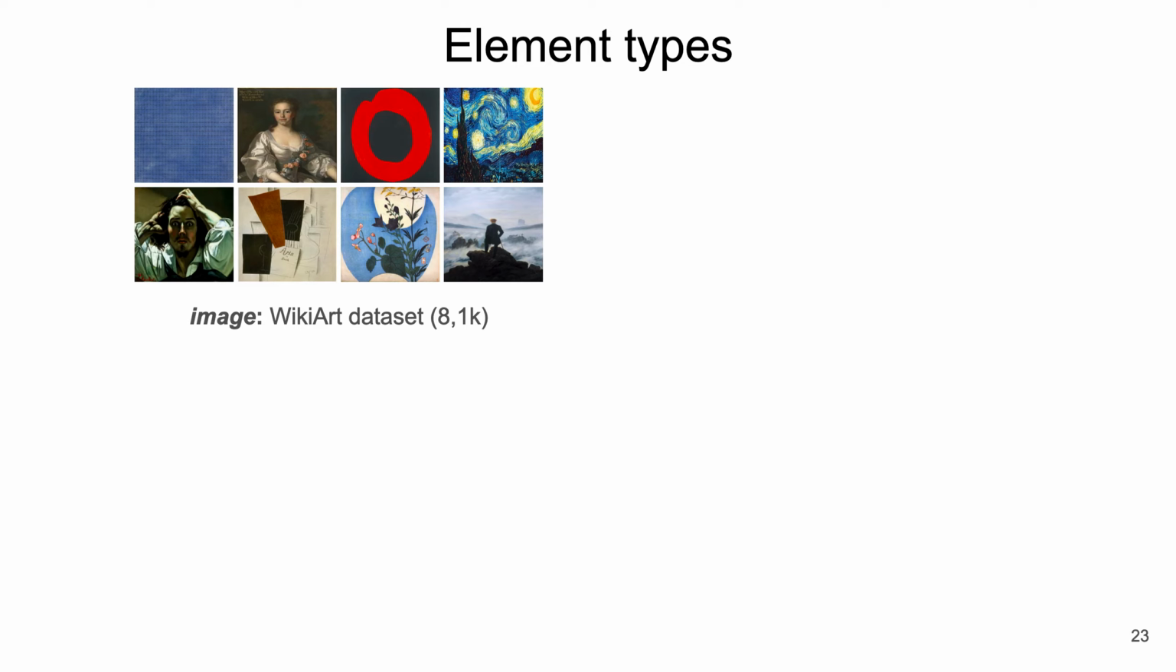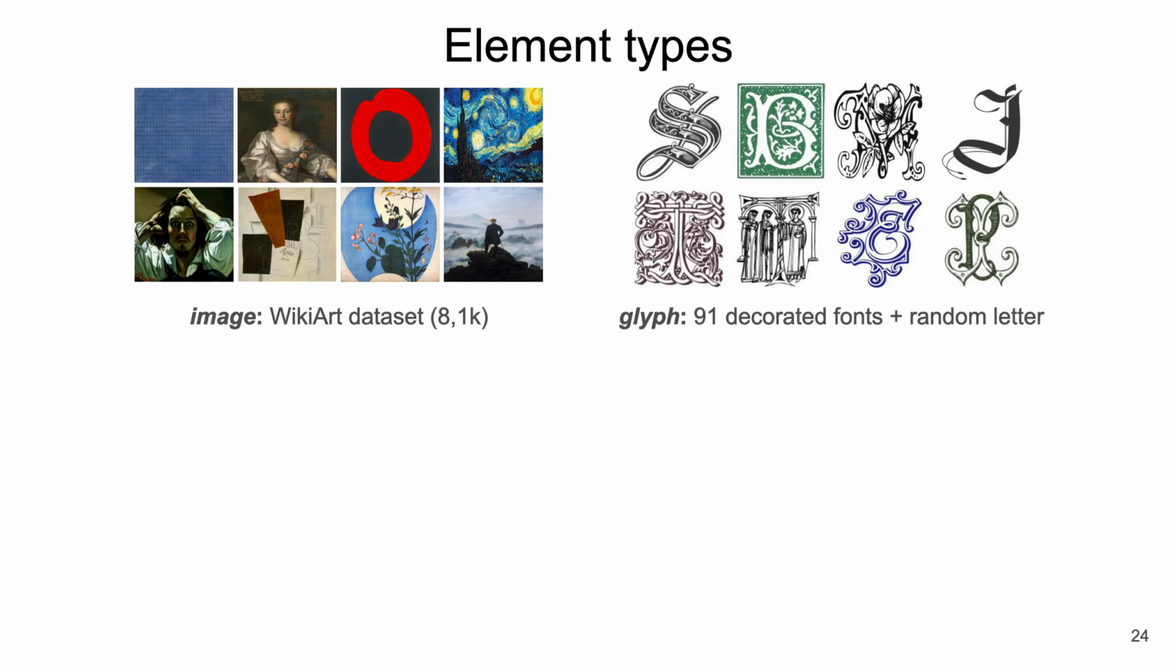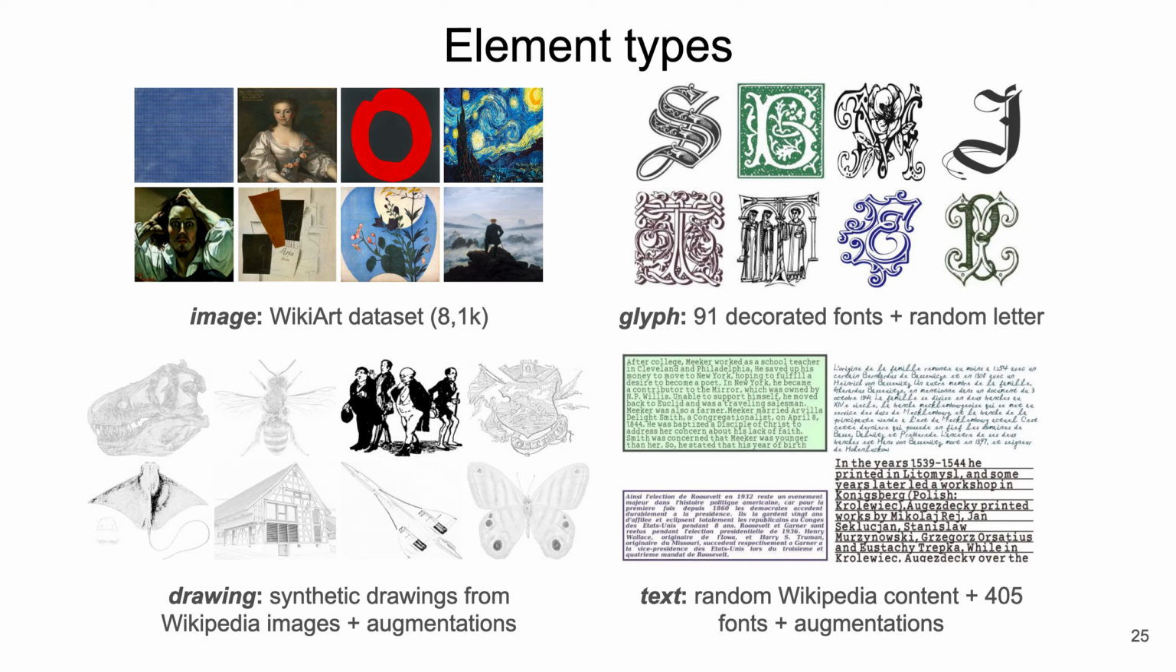The image type relies on the Wikart dataset, 8,000 images of drawings and paintings, which we think to be more challenging than natural image datasets for page segmentation. The glyph type is an attempt to mimic illuminations found in manuscripts. To generate a glyph, a random letter is drawn, and it is rendered using one of the 91 highly decorated fonts we collected. The last two element types are drawings and texts.